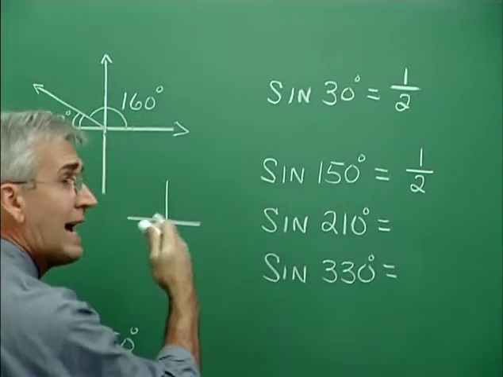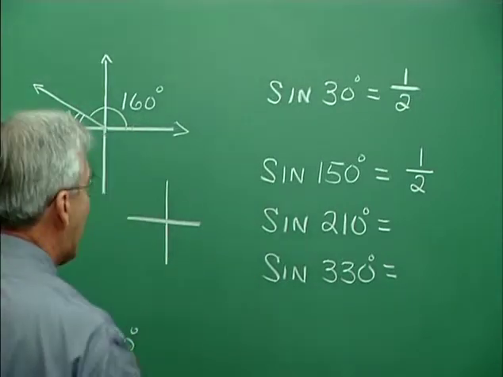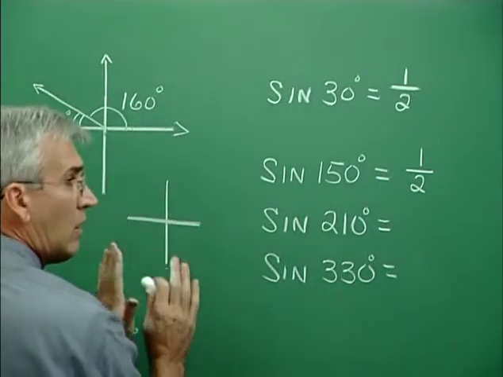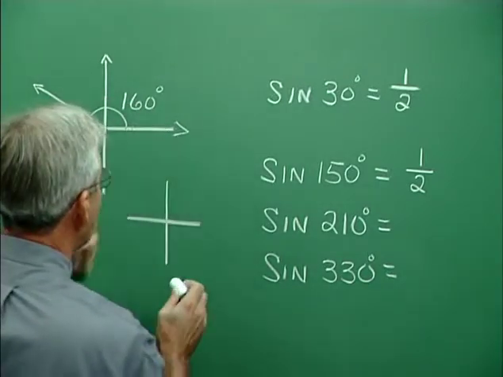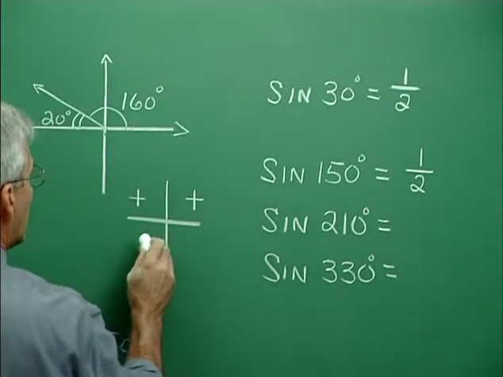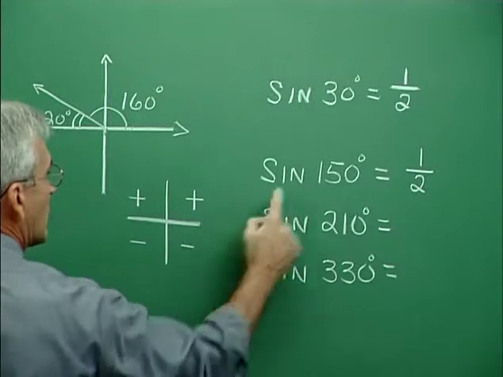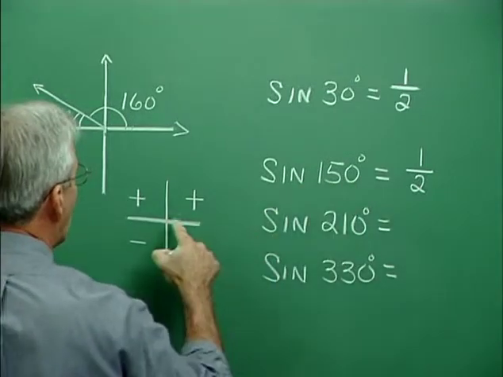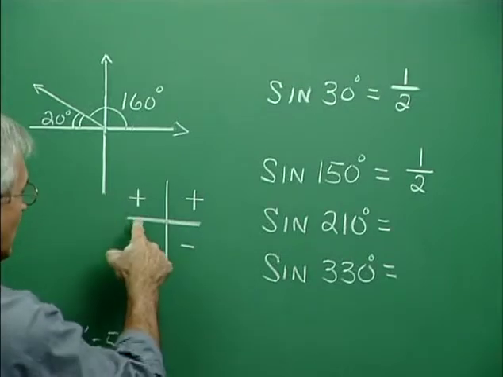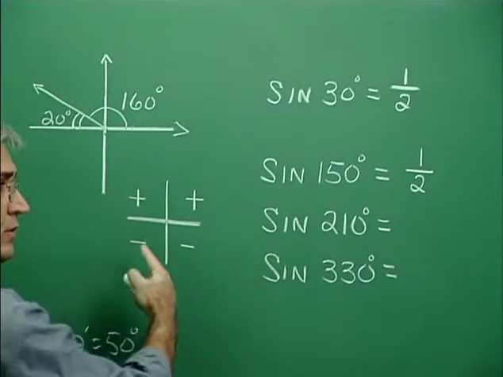function, the sign pattern is, well, let's see, we have to remember that it's y over r, and y is positive in these two quadrants, so the sine of angles is positive in those two quadrants but negative here. So the sine of 150, because 150 is in the second quadrant, is going to be positive. Now, once we drop down here, the value is going to be negative.